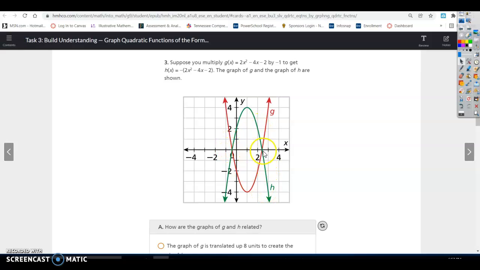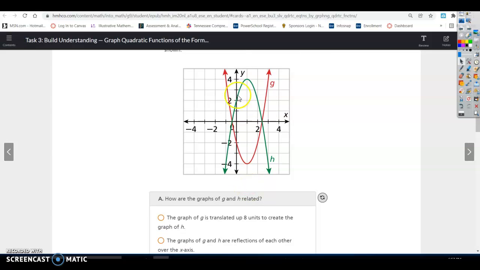You can see that the x-intercepts are the same. It has the same axis of symmetry, but the vertexes are different now, okay? And you can see that this one opens up and this one opens down. So these are basically just a reflection across the x-axis.